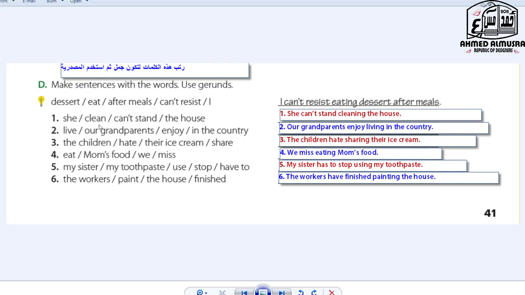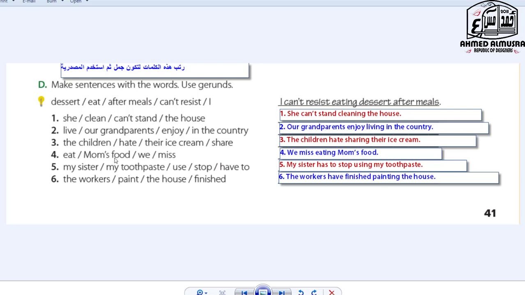Number one, she clean can't stand the house. Now here, she can't stand cleaning the house. Number two, live our grandparents enjoy in the country. Our grandparents enjoy living in the country. Number three, the children hate their ice cream share. The children hate sharing their ice cream.